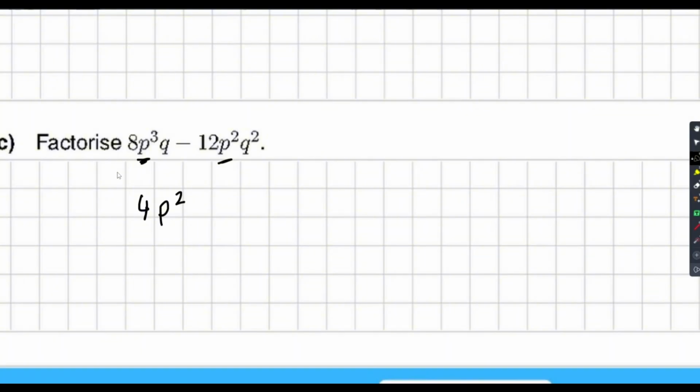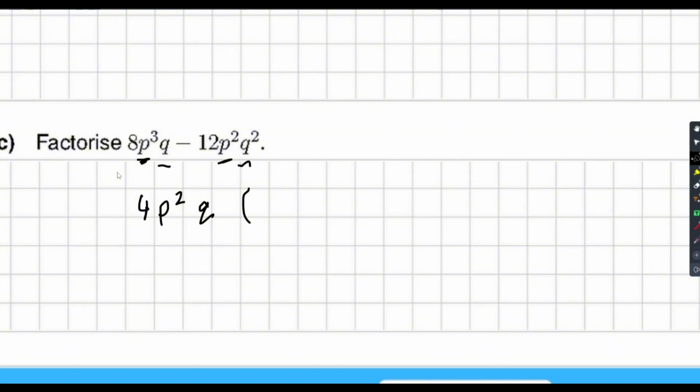Now we look at the Q's. So we have a Q to the 1 and a Q to the 2. So what can we take out there? We can take out a Q to the 1. Again, the lower power. Now once we've taken that out, it's the same question. And it's a bit tougher, but 4P squared Q multiplied by what will give me 8P cubed Q?